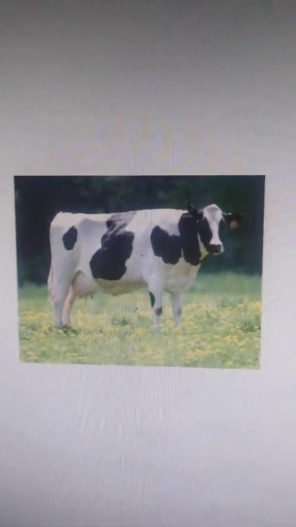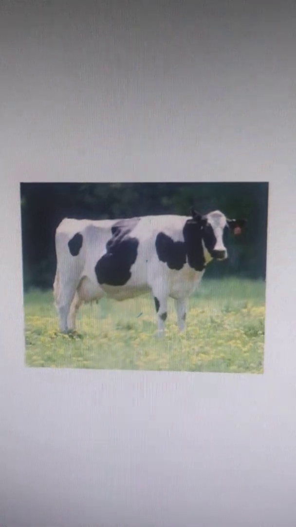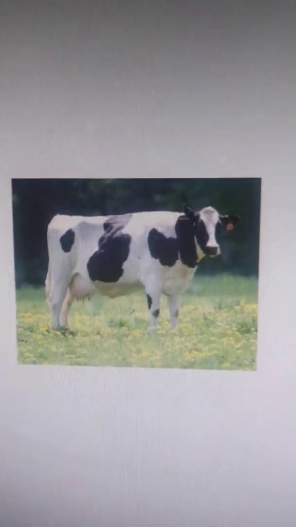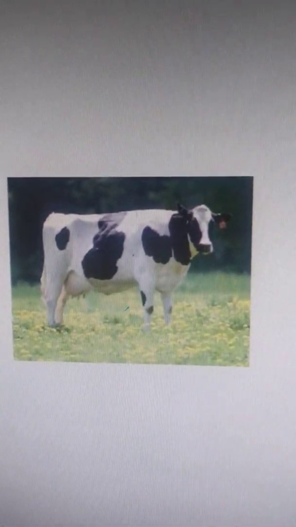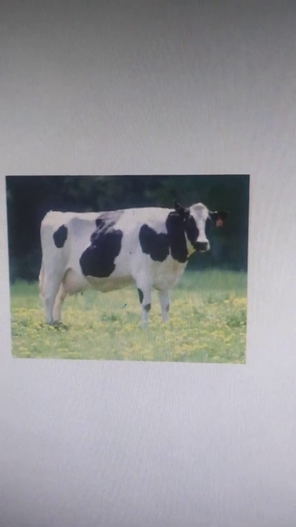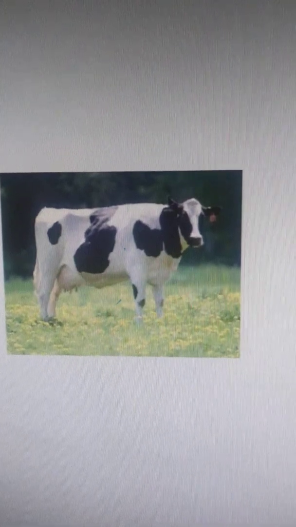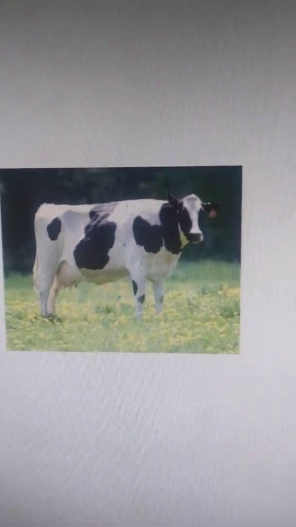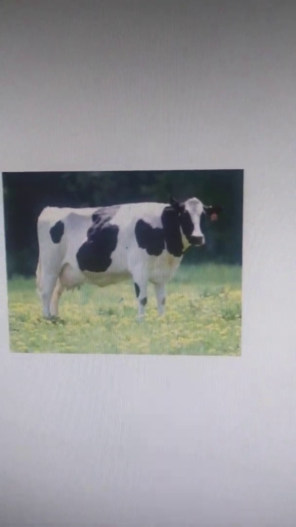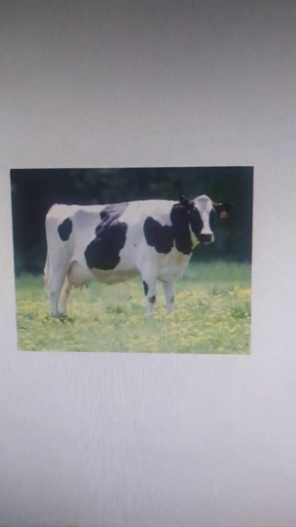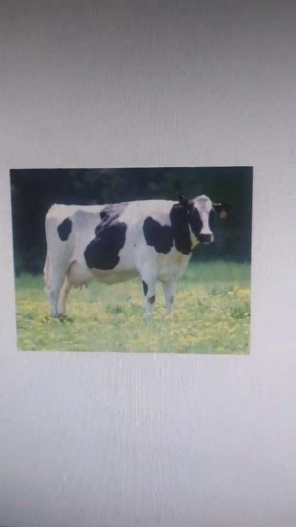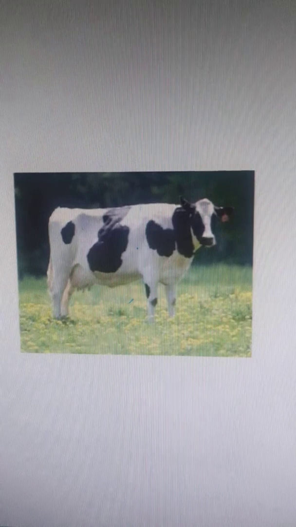Now let's talk about the second mode of nutrition, the heterotrophic nutrition. Organisms which cannot make food themselves by the process of photosynthesis and take food from green plants or animals are called heterotrophs, and their mode of nutrition is heterotrophic nutrition. All the non-green plants and animals, including human beings, are heterotrophs.